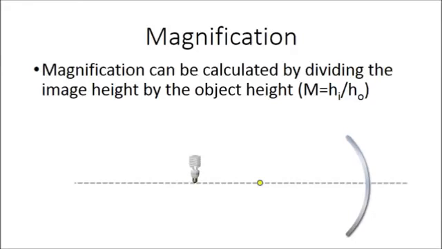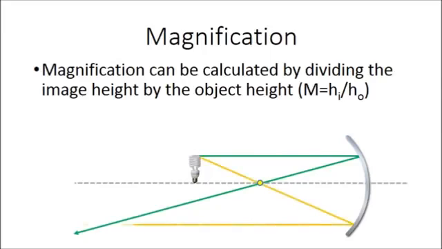All right, now let's look at calculating magnification. Magnification can be calculated by dividing the image height by the object height. So magnification equals HI divided by HO, or hi-ho. You know, like hi-ho, it's off to work we go. I would just remember that song. It's easier than remembering the equation.